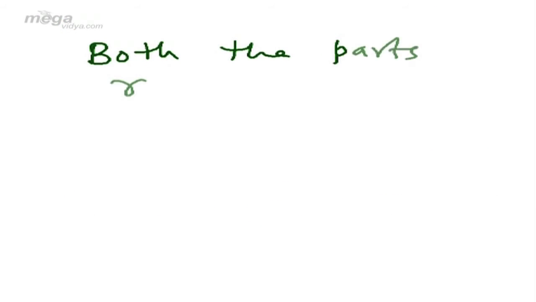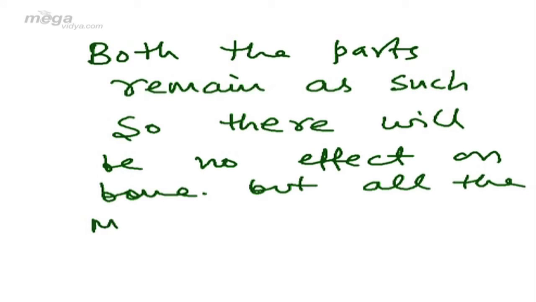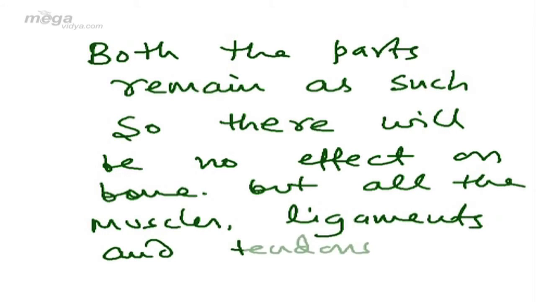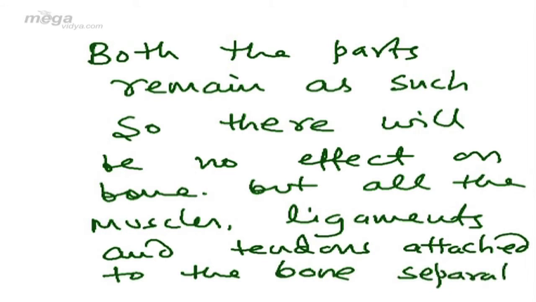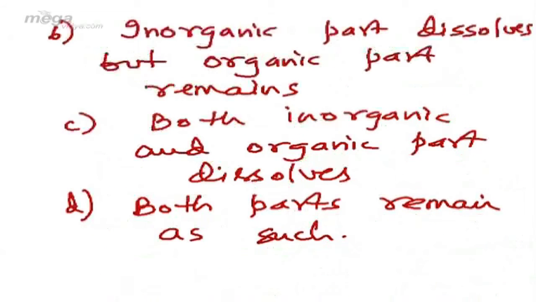The correct option will be both the parts remain as such, so there will be no effect on bone, but all the muscles, ligaments and tendons attached to the bone separate and bone becomes clean. So both parts remain as such will be the correct option.